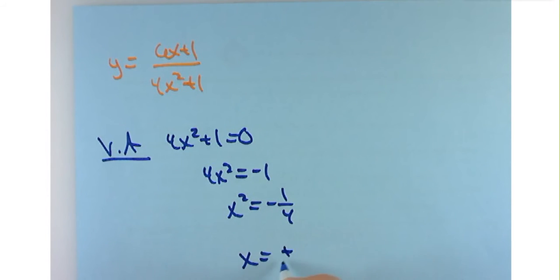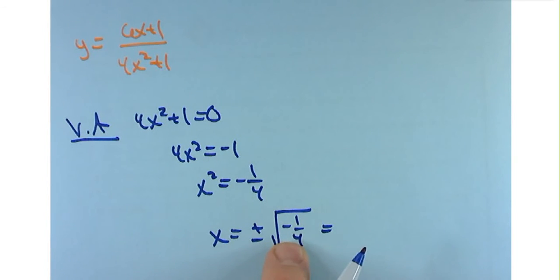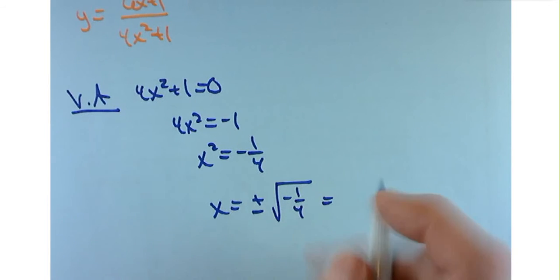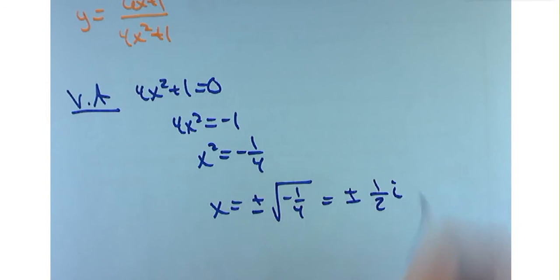X is going to be plus or minus the square root of negative 1/4. Hopefully you realize that that's going to give you an imaginary number because you've got a negative underneath the radical. Precisely, it would be plus or minus 1/2 times i. And that's basically saying that your vertical asymptotes are only in your imagination. This has no vertical asymptotes. Vertical asymptotes have to be real numbers, not complex and/or imaginary. So we're good there.